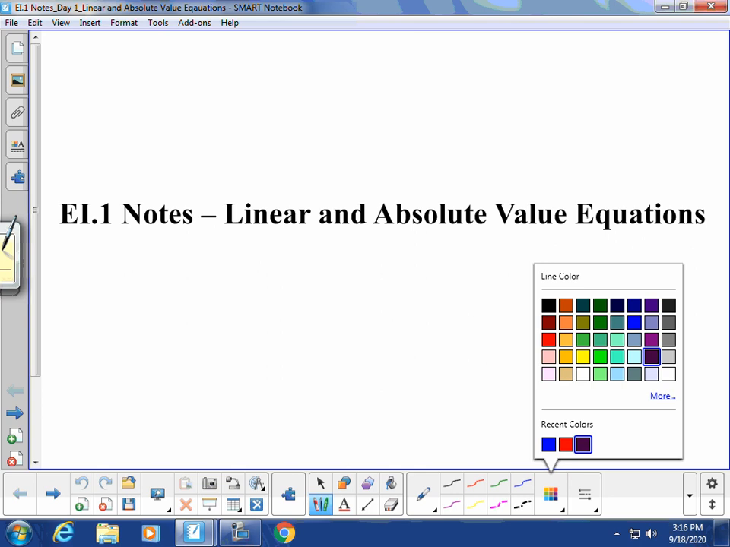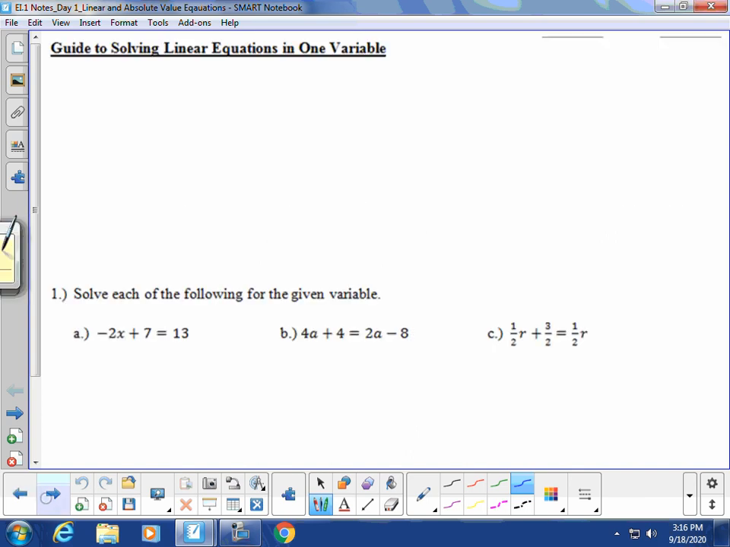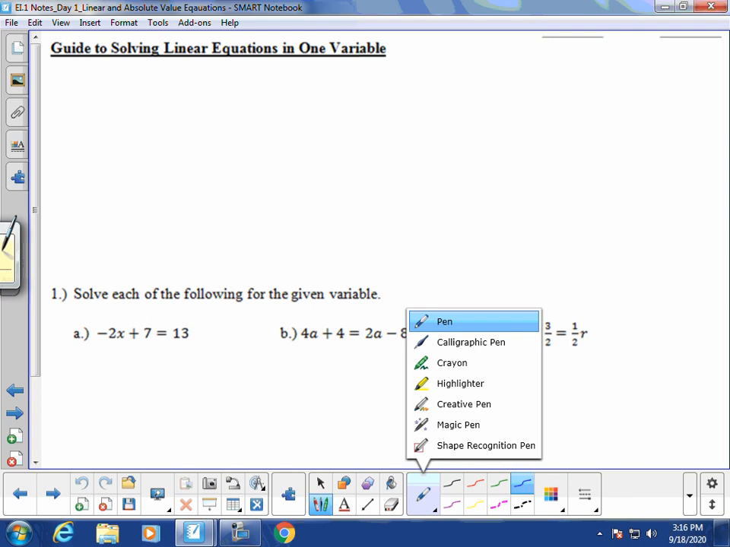So EI1 is about linear and absolute value equations. This is something that should be familiar to you. It's not any new content, definitely things that you worked with in Algebra 1, but we're going to review this, use it as a fundamental base for us to start Algebra 2, and also give us the opportunity to learn the pace of the class and how the flow is going to work.